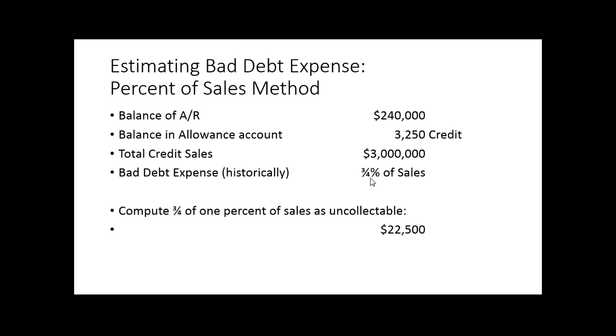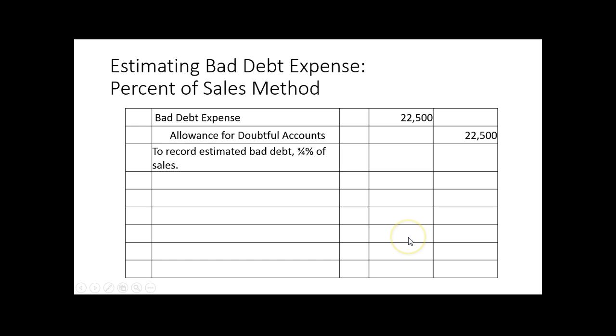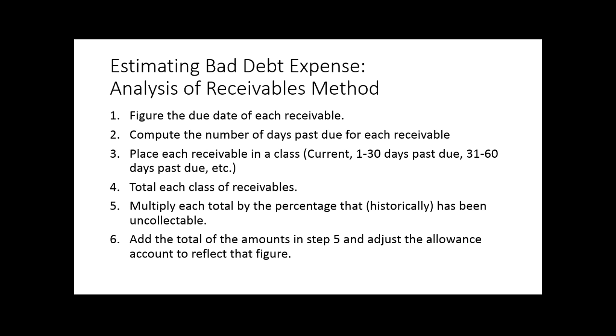We're worried about the expense, not the allowance. I have no idea what the allowance balance is. I don't care what that is. All I worry about is 0.75 of 1% of credit sales, $22,500, and I make an entry like this. I debit bad debt expense for $22,500, and I credit allowance for doubtful accounts for the same amount to record the bad debt expense.